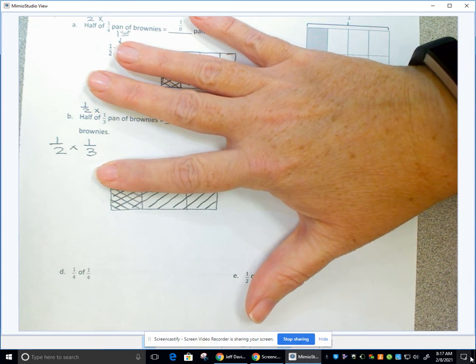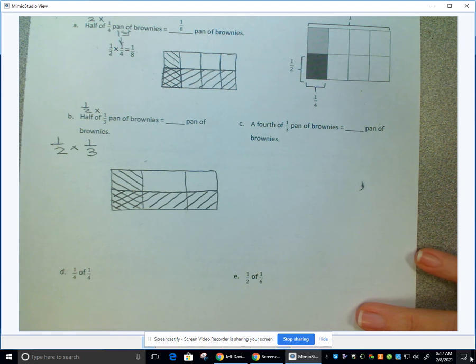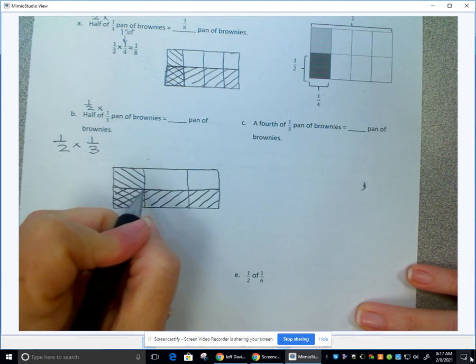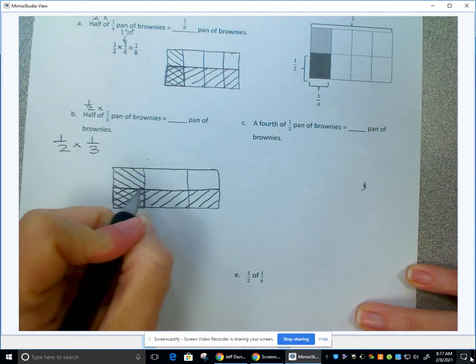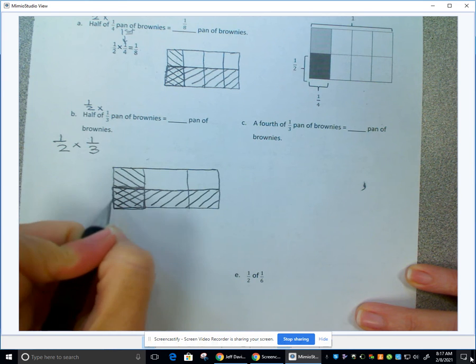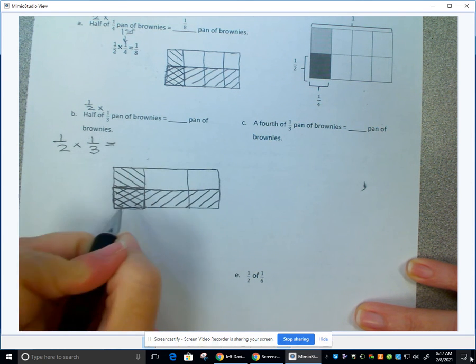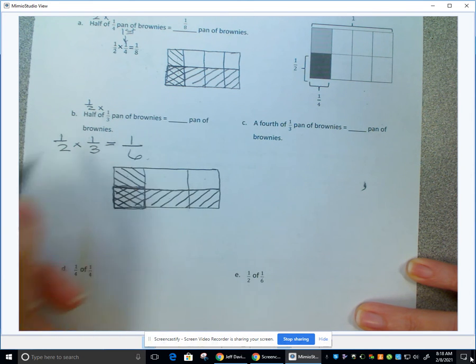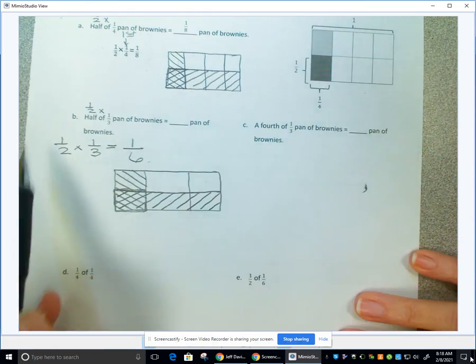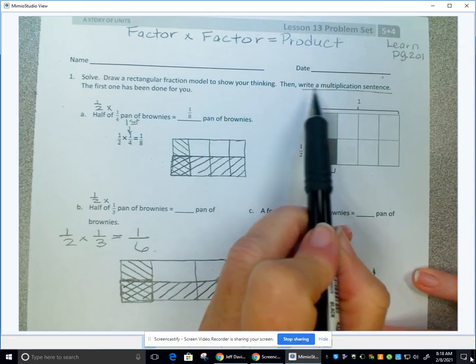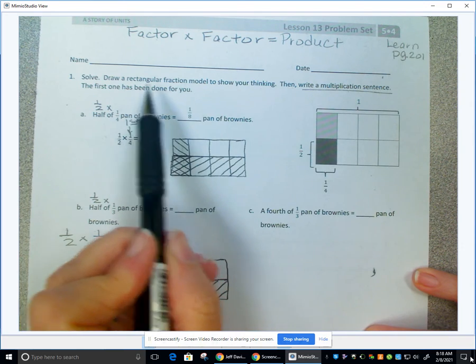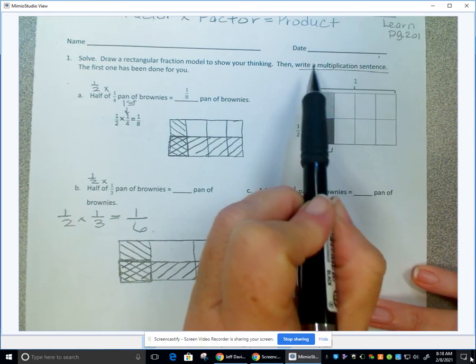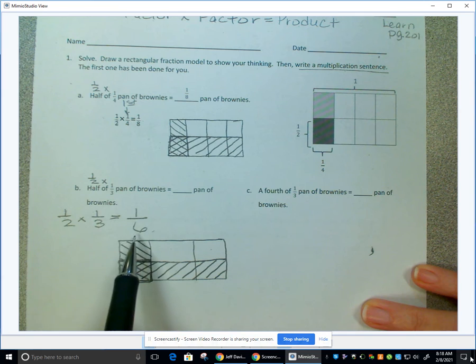See that? Now, when I look and reveal the answer, here it is right here. There's my answer. That equals 1 out of how many? 1, 2, 3, 4, 5, 6. 1/6. And by the way, this is our multiplication sentence. Remember here they wanted us to write. We're drawing a rectangular fraction, and then we're writing our multiplication sentence, which is right here.